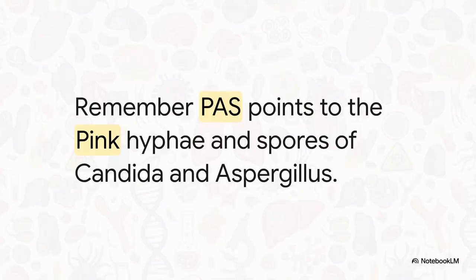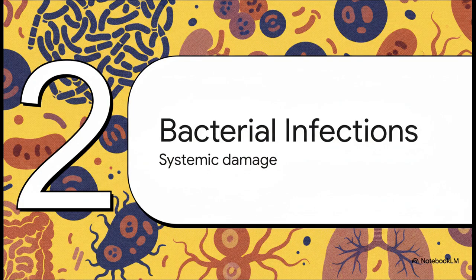To really lock that fungal staining into your brain, keep this super simple memory trick in your back pocket. Just remember, PAS, or periodic acid Schiff, points to the pink hyphae of Candida and Aspergillus. It's a massive visual mnemonic that'll save you serious time on test day. Moving right along to Section 2, Visualizing Bacterial Infections. We're taking this from clinical vignettes straight to systemic damage.